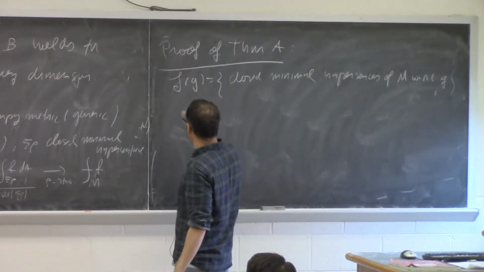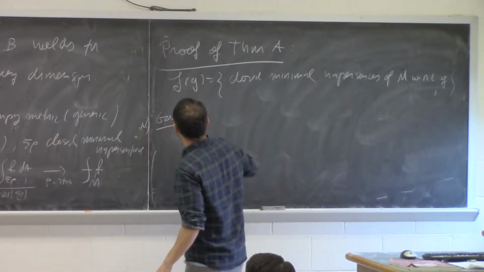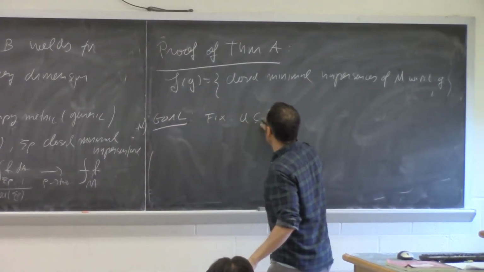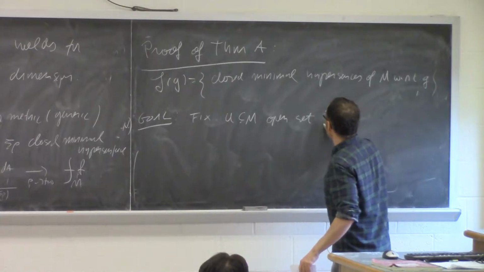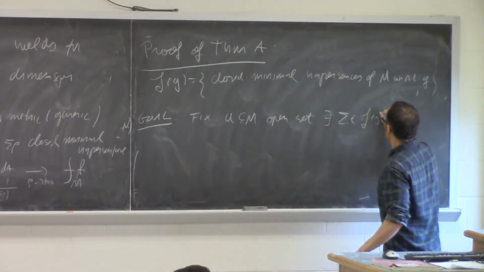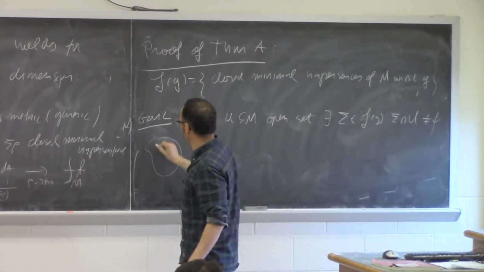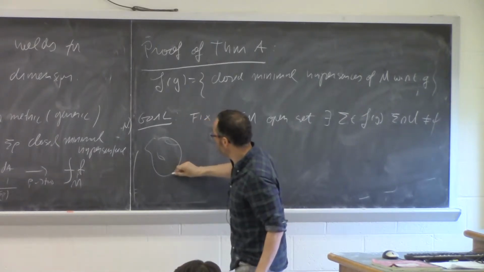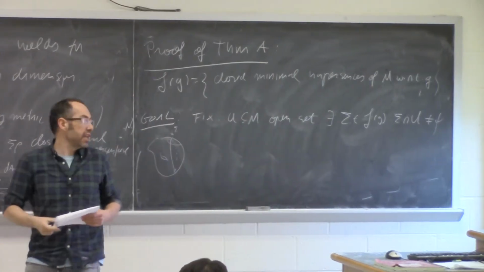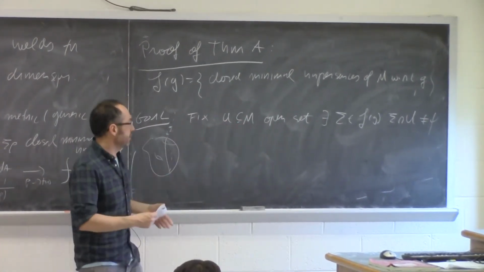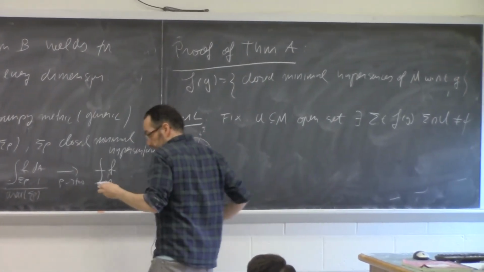And we would like to show the following. So what is the goal? The goal is, let's fix U contained in M, an open set. I want to find some sigma in this set such that sigma intersects U. So there's my manifold, I pick some open set U, and I want to make sure there's a minimal surface that passes through that set. This is the goal. And if I can do this for every open set, then I know I have denseness.